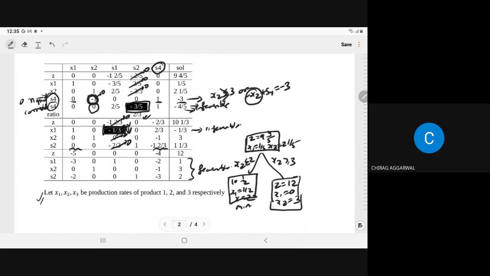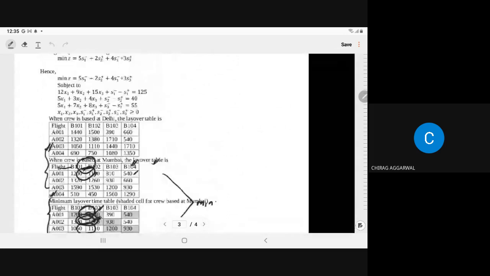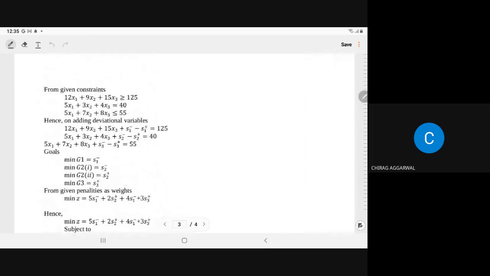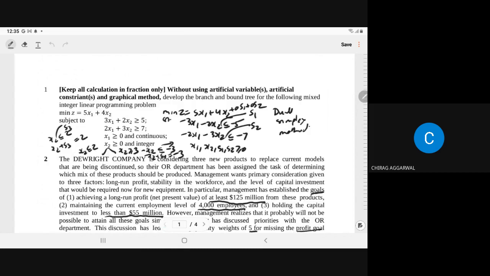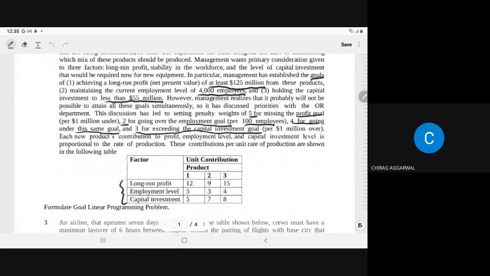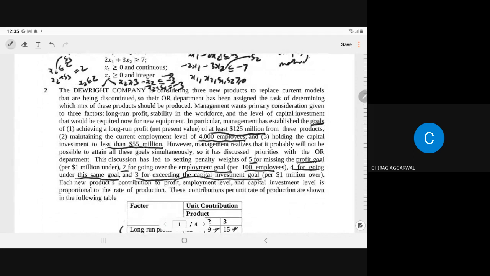Let x1, x2, x3 be the production rate of product 1, 2, 3 respectively. From the given information, we have 12x1 plus 9x2 plus 15x3 greater than or equal to 125. It is given that 12x1 plus 9x2 plus 15x3 is at least 125.